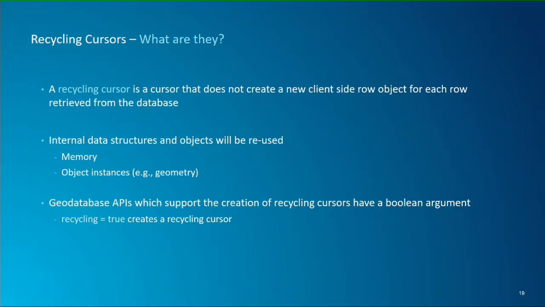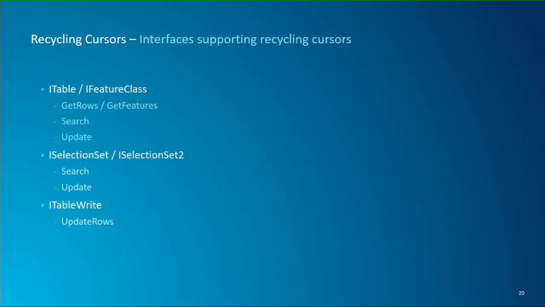Essentially, if you set recycling to true, we will reuse the memory location that is storing the feature object being used. Okay? If you do a next on a recycling cursor, we will overwrite the existing feature with the next feature's information. Okay? We will reuse the memory. We will reuse the object instances, including the geometry that that feature may be associated with. Now, for all the APIs that support recycling cursors, there will be an additional Boolean argument where if you set recycling equal true, you will get a recycling cursor.